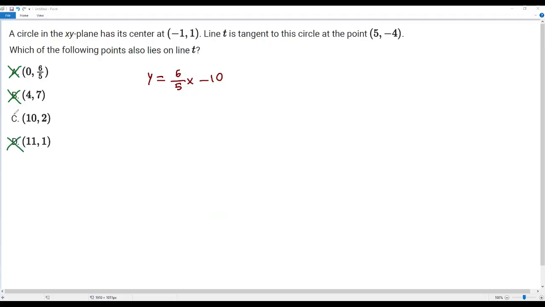Okay, and we have already verified that the point 10, 2 satisfies the equation of line T. So clearly this point 10, 2 lies on the line T. So the correct answer choice for this question is C.